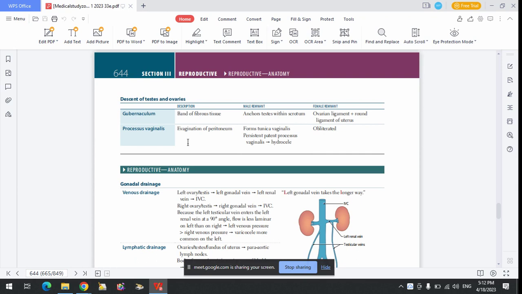Invagination of the intestine through the deep inguinal ring into the inguinal canal. What is that?